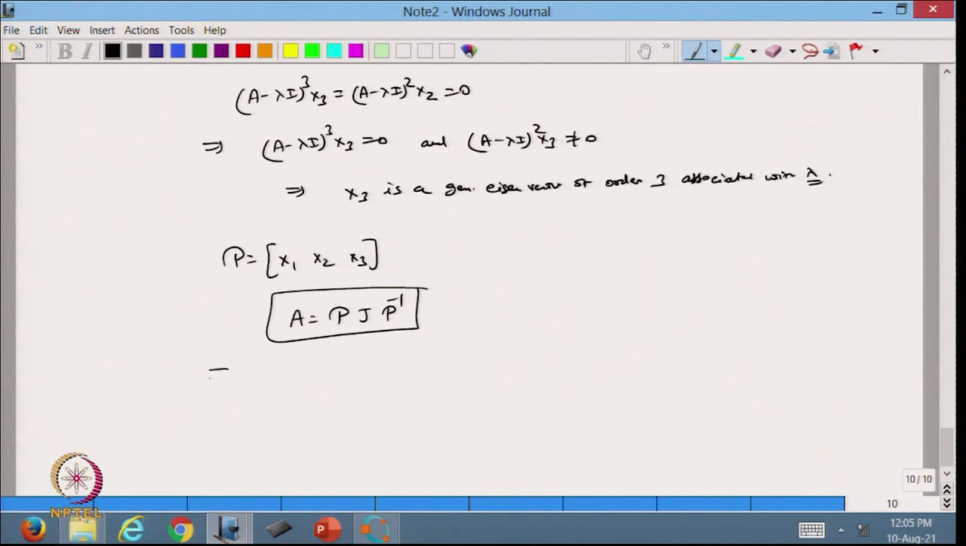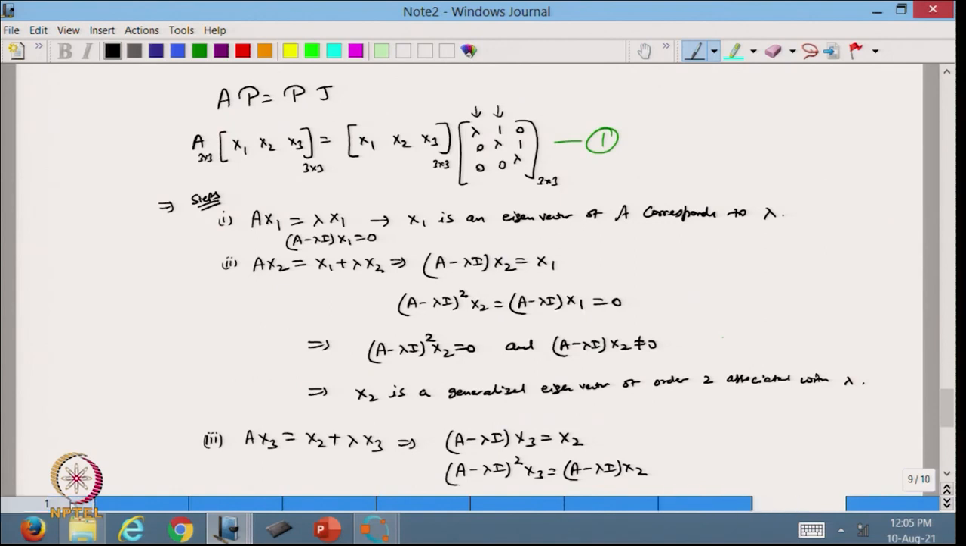So, this way we can say that for any matrix A, we can write its Jordan form. And this is my Jordan form of the given matrix A.